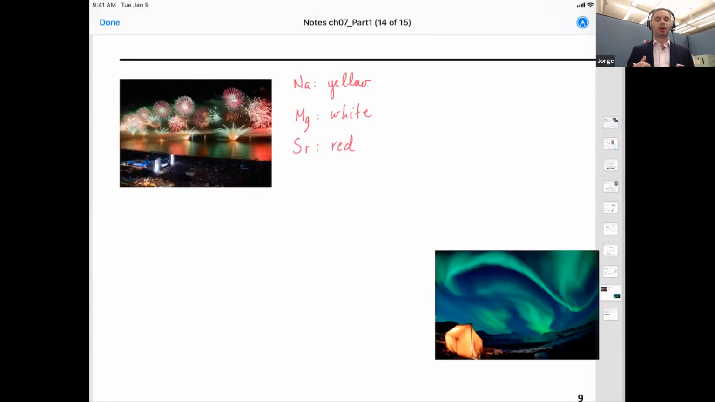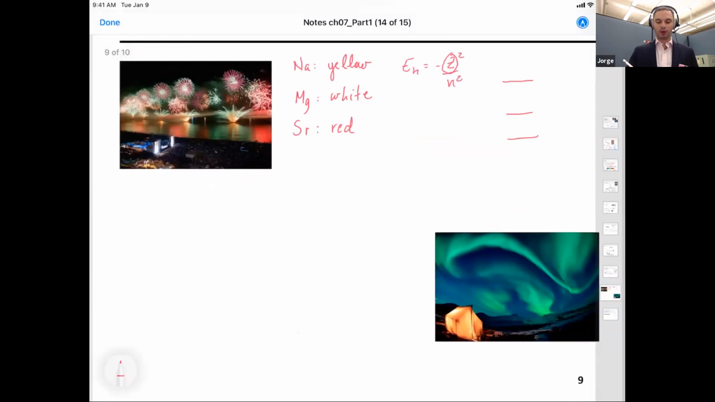Why, when you change the atom or the element in the composition of the firework, do you change the color that is emitted? Well, energy depends on the atomic number and the number of the shell. If we change the element, we change the atomic number, and that will change the structure or the energy of the electronic levels. For example, for sodium, let's say we have this gap here. And for strontium, we have a lower gap, and that changes the energy of the emission, reflecting on a change of the color emitted by the firework.